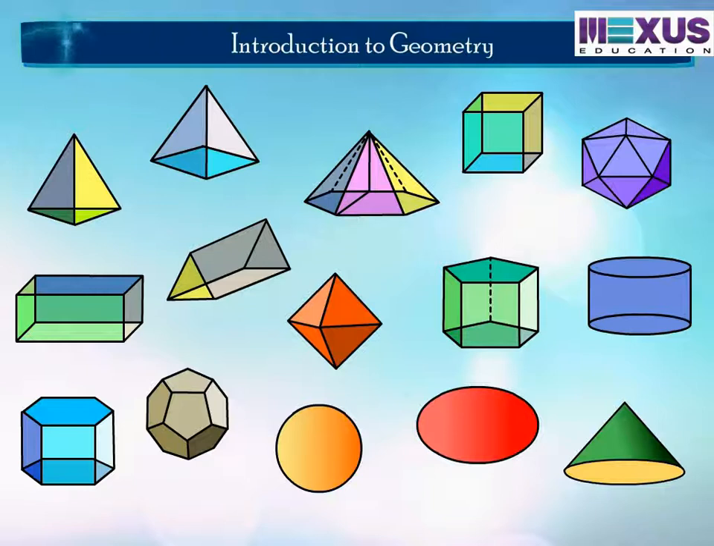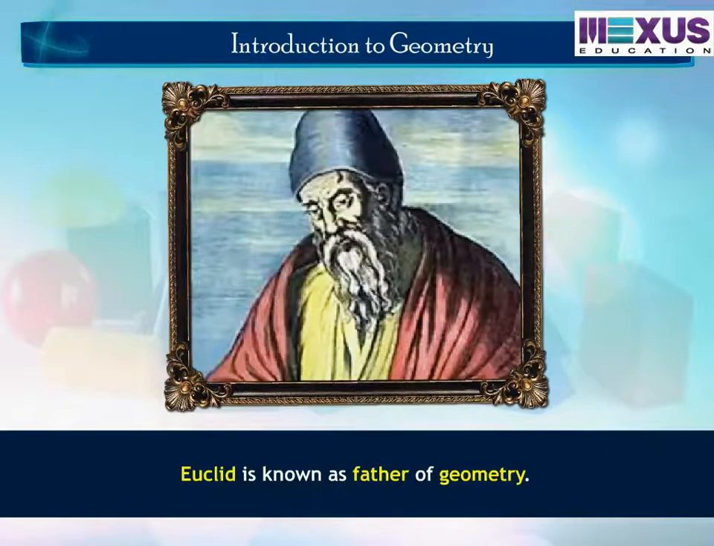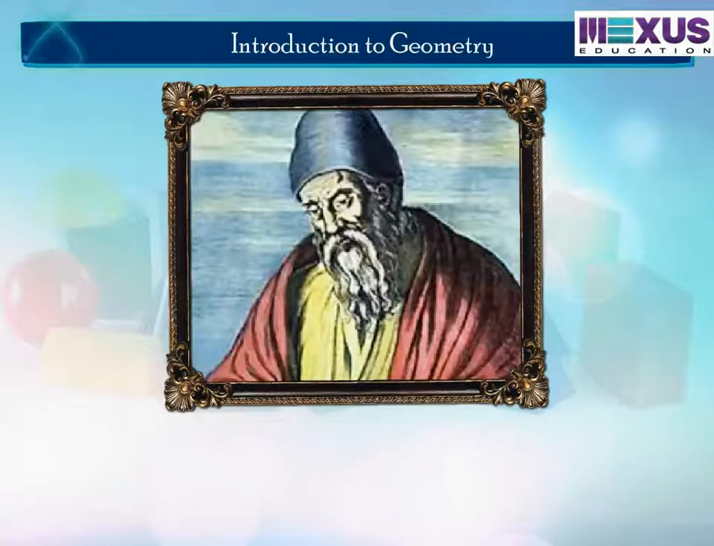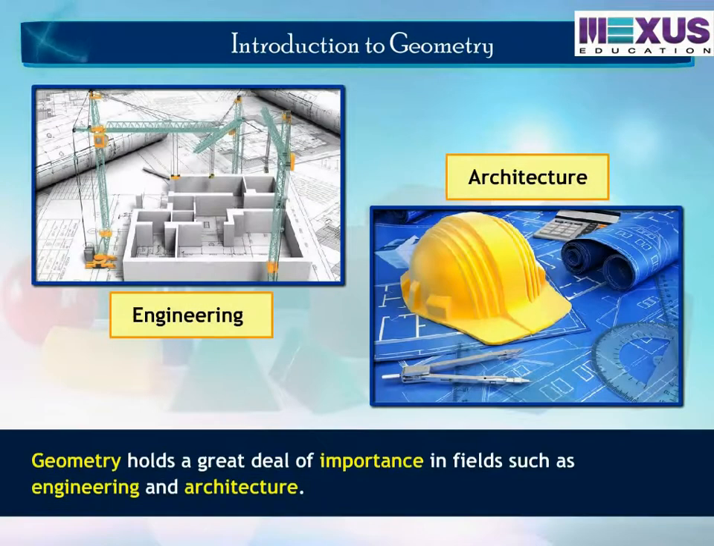Geometry is a branch of mathematics that deals with properties and relations of various geometrical figures. Euclid, who lived around 300 BC, is known as father of geometry, and he initiated a new way of thinking in the study of geometrical results by deductive reasoning based on previously proved results and some self-evident specific assumptions called axioms or postulates. Geometry holds a great deal of importance in fields such as engineering and architecture.